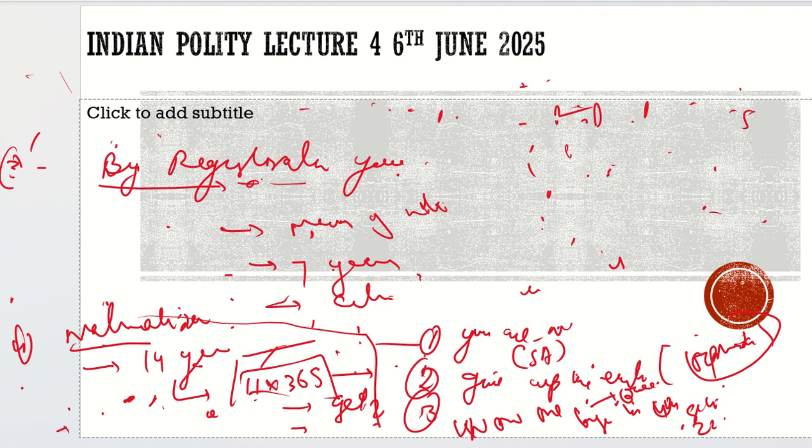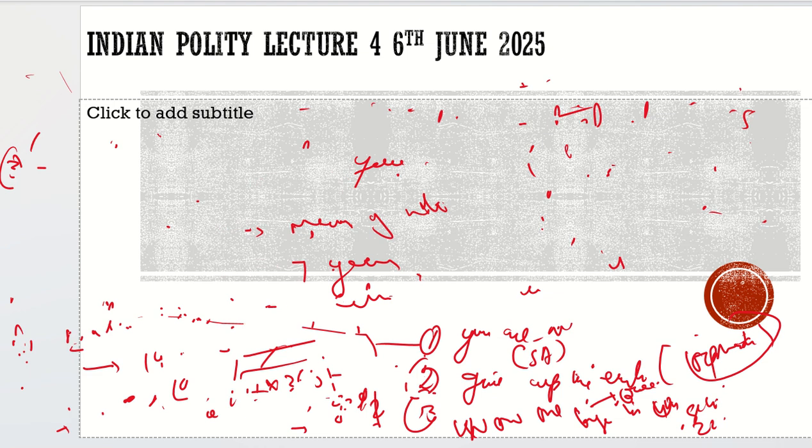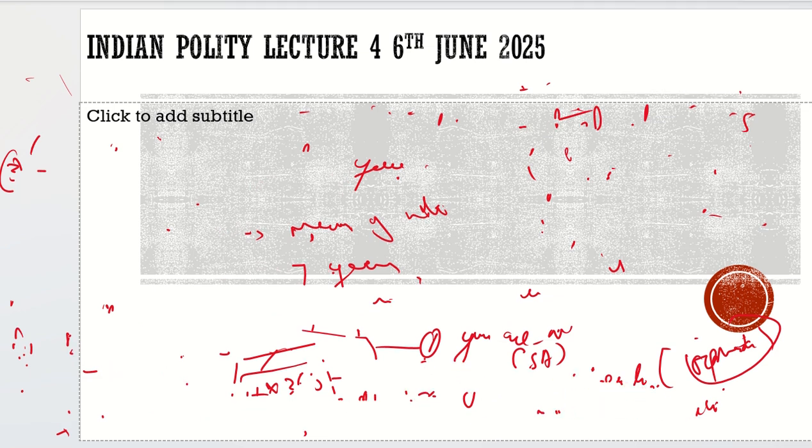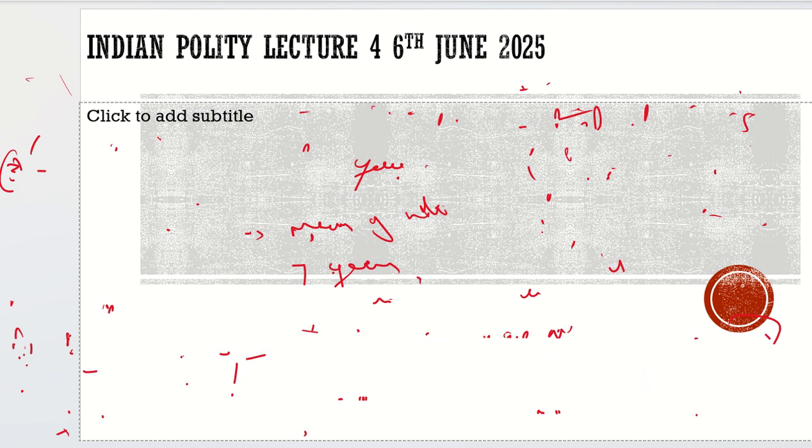Are these the only 4 ways you can be a citizen of India? First is by birth, second we saw by descent, third we saw by registration, and fourth we are seeing by naturalization.